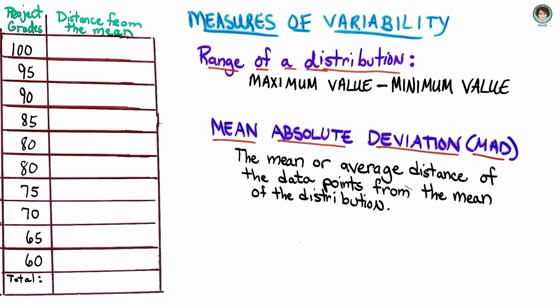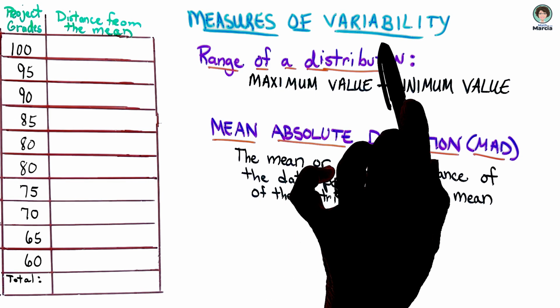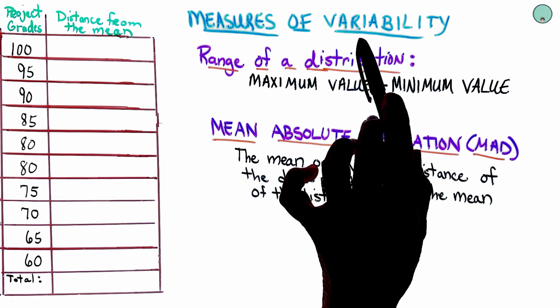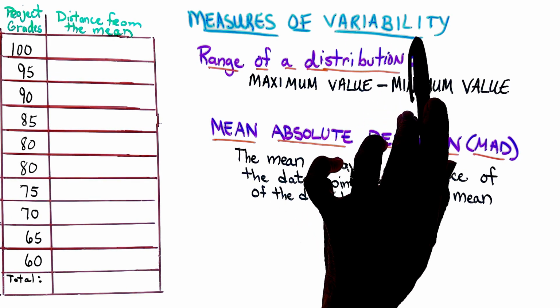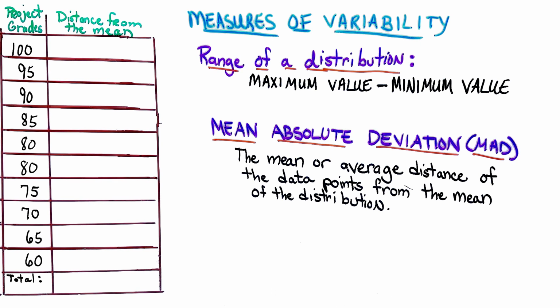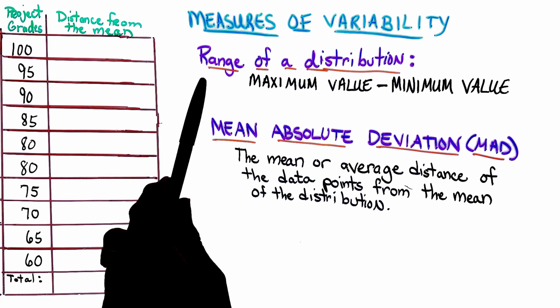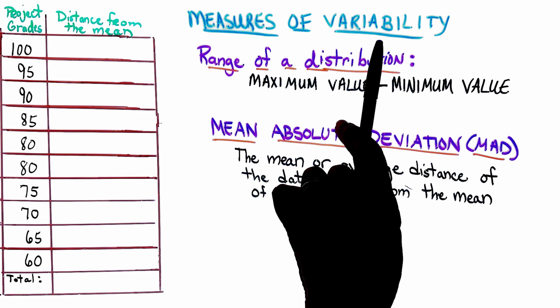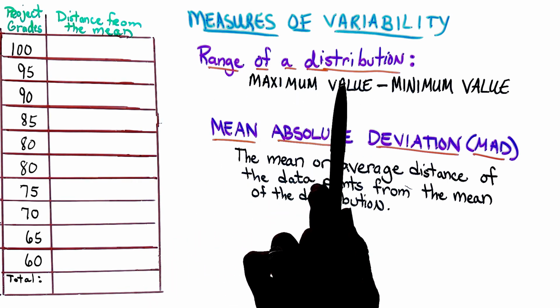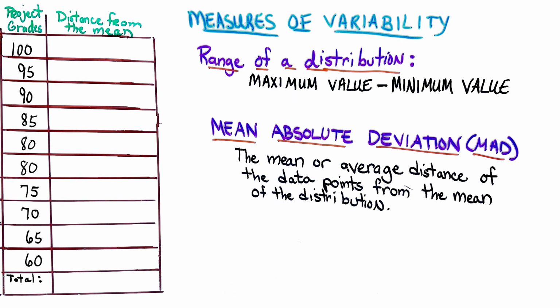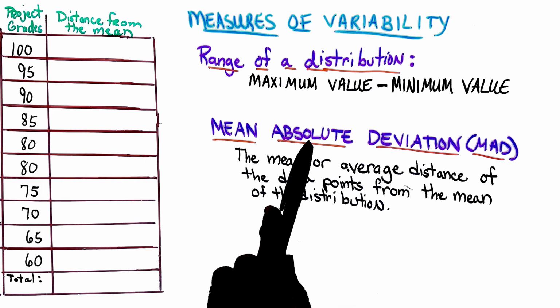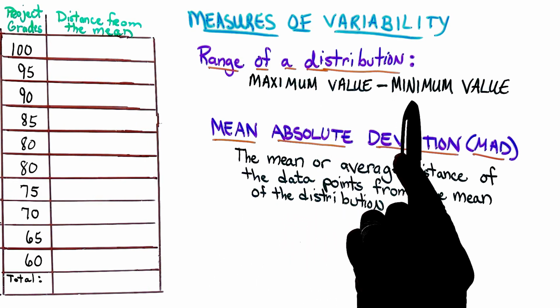For this lesson, we're going to be talking about the measures of variability. And remember, variability is what you see in your data. Is all your information similar? Is it spread out? When we talk about variability, the range of distribution does give us some insight into our different spread of data. And it's maximum value minus minimum value.